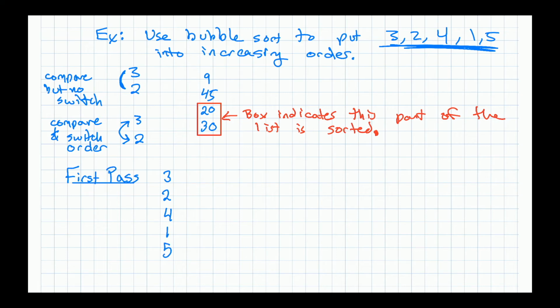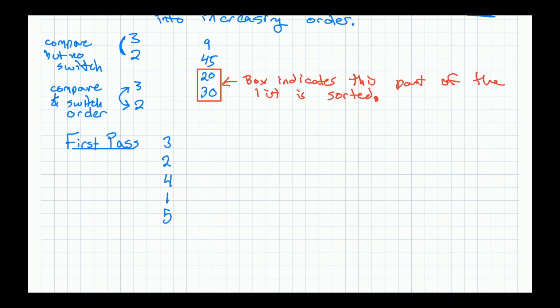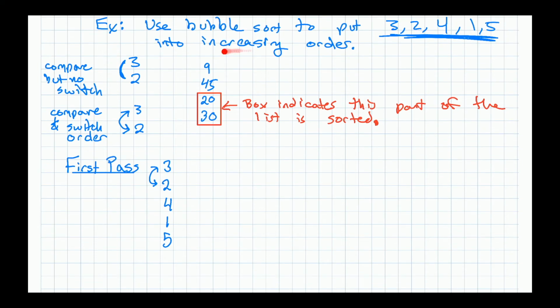Okay, and so here's what you do in your first pass. You're going to compare these two at a time, starting with these two. I put the arrows on there. What do the arrows mean? The arrows mean I'm going to switch the order. When we make a comparison like this, we're going to switch the order if they're out of order. And we're trying to put this in increasing order.